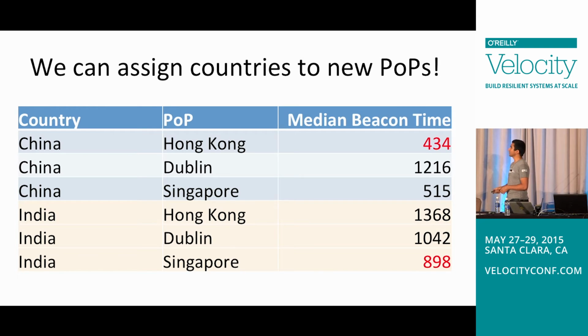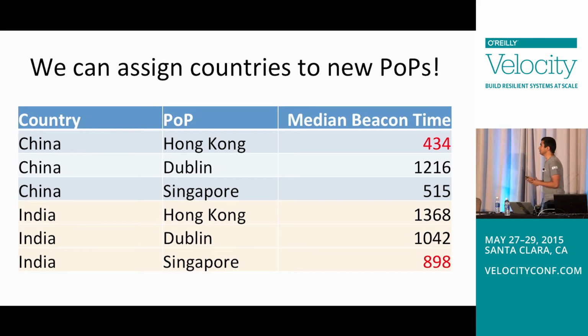It turns out that for China, Hong Kong, the median time it took to download that small tiny object across all the users in China was 434 milliseconds, but Dublin was almost 1.2 seconds, and Singapore's was 500 milliseconds. So clearly, for China, Hong Kong is a better POP. Similarly, for India, when we did this measurement, Singapore still remains the best choice. Singapore's median download time was only 900 milliseconds, and Hong Kong was actually much worse. Dublin was a little bit better than that.